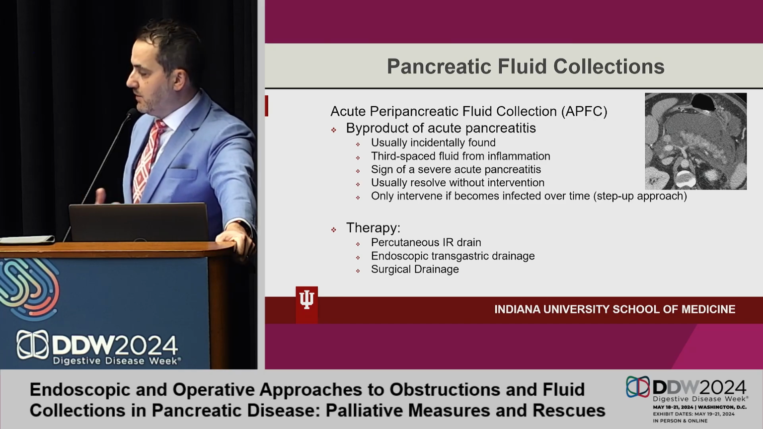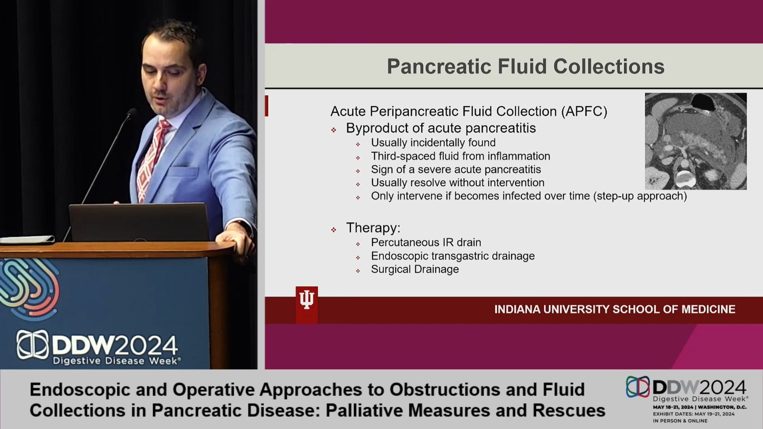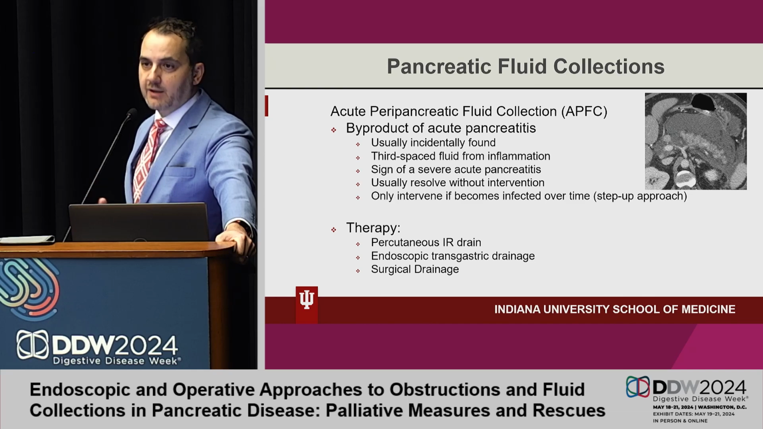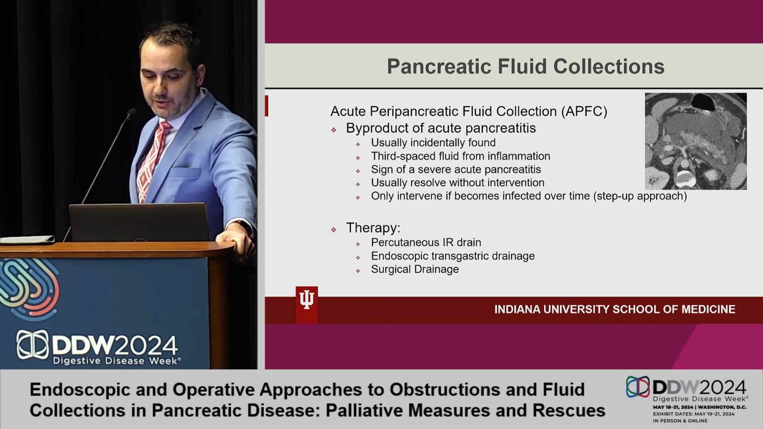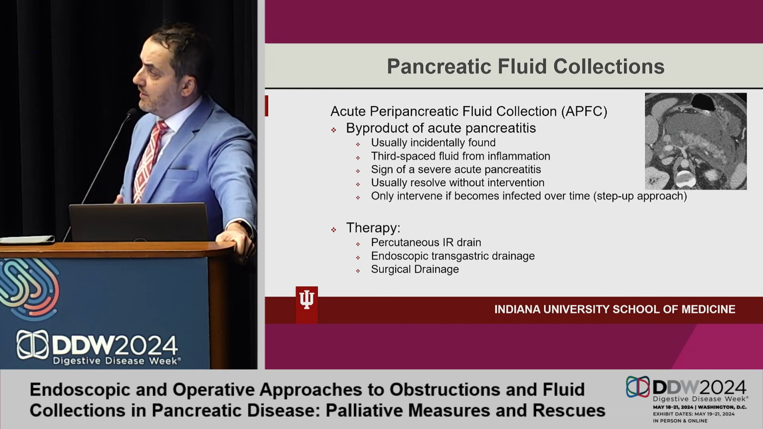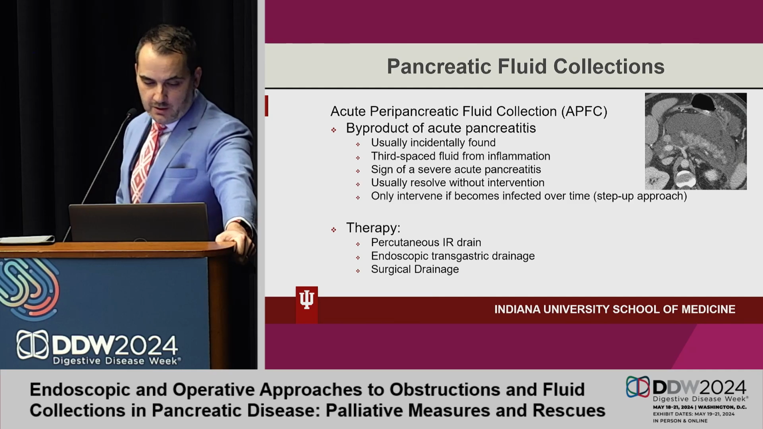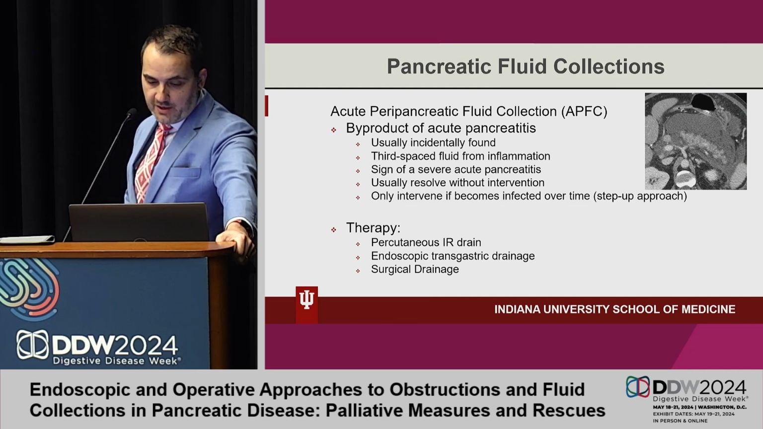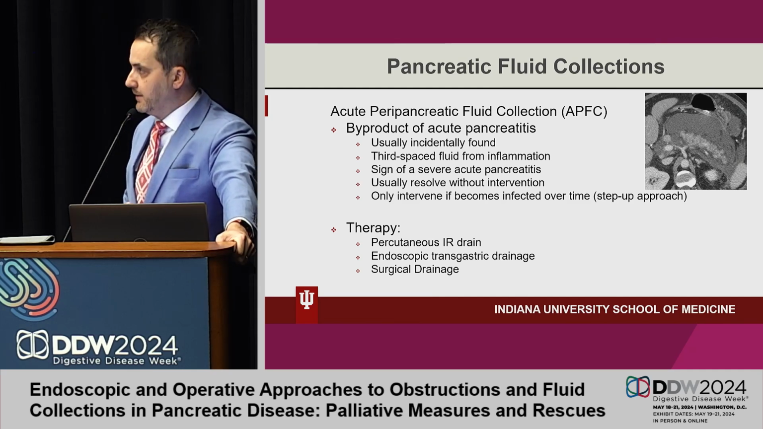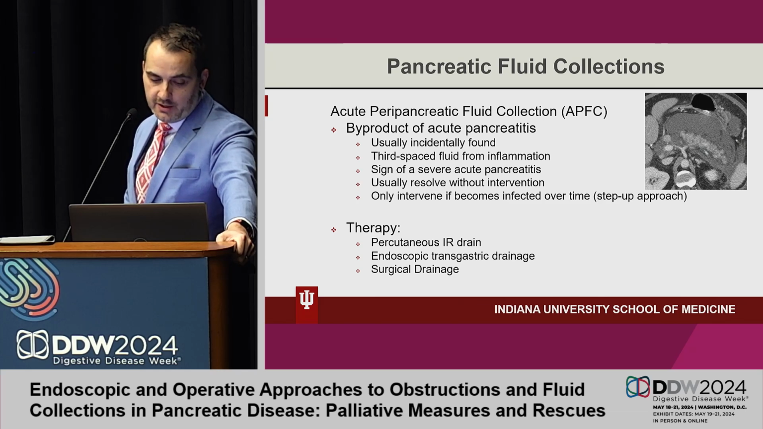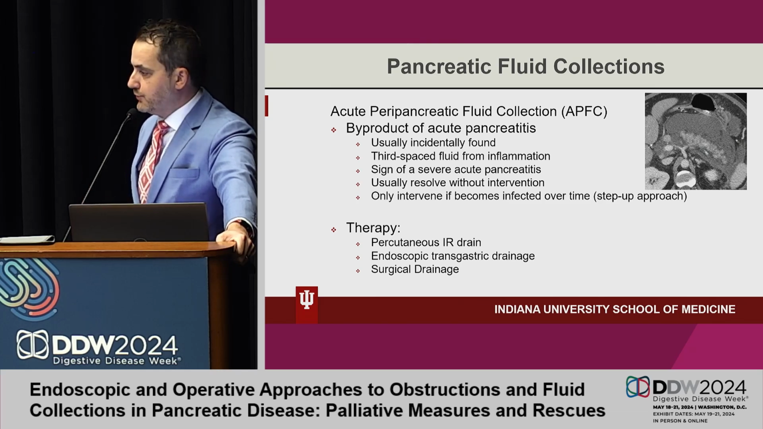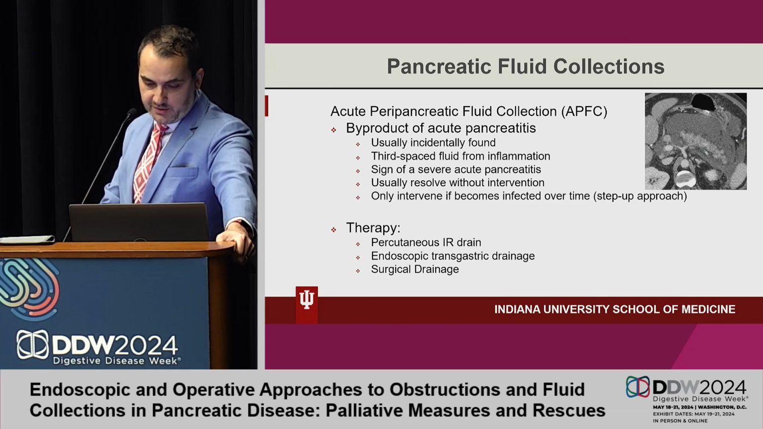I drag my feet like crazy for this. We all know that the outcomes are dramatically better, even when developing more severe acute peripancreatic fluid collections, with later treatment. But the therapeutic options are all things: percutaneous IR drain, endoscopic transgastric drainage, surgical drainage, and I think these will come up in the next few presentations.